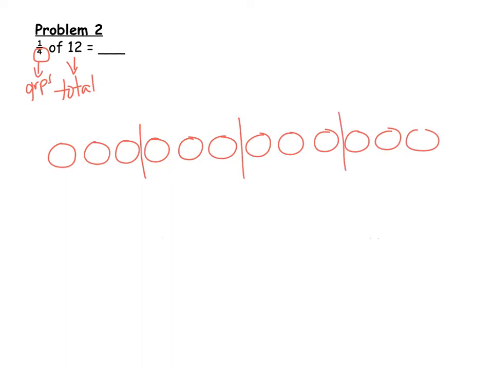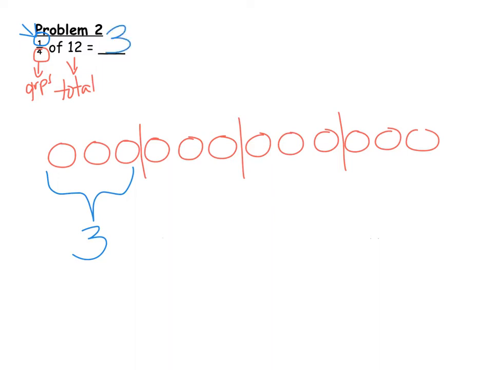Now that I put them in my groups, I have to look at my numerator, which is 1. So I've got to figure out how many are in one group. So that is 3. So 1/4 of 12 is 3.